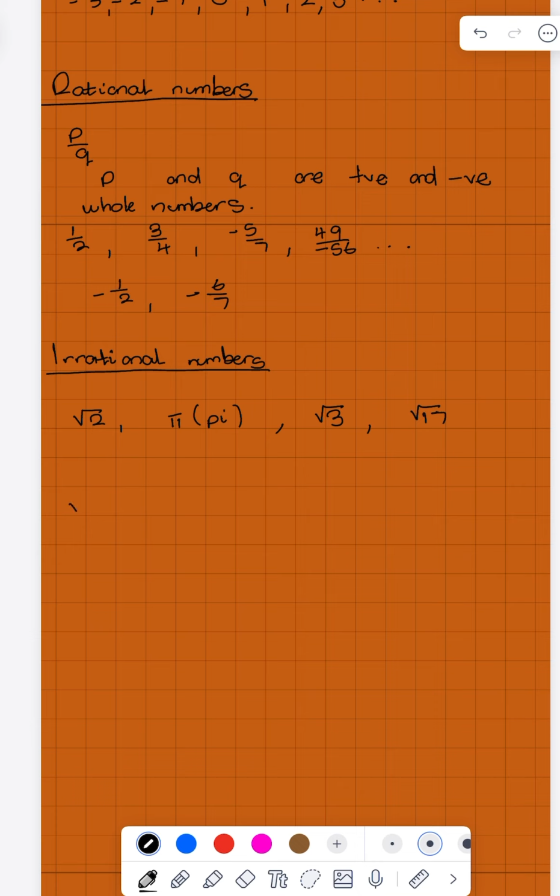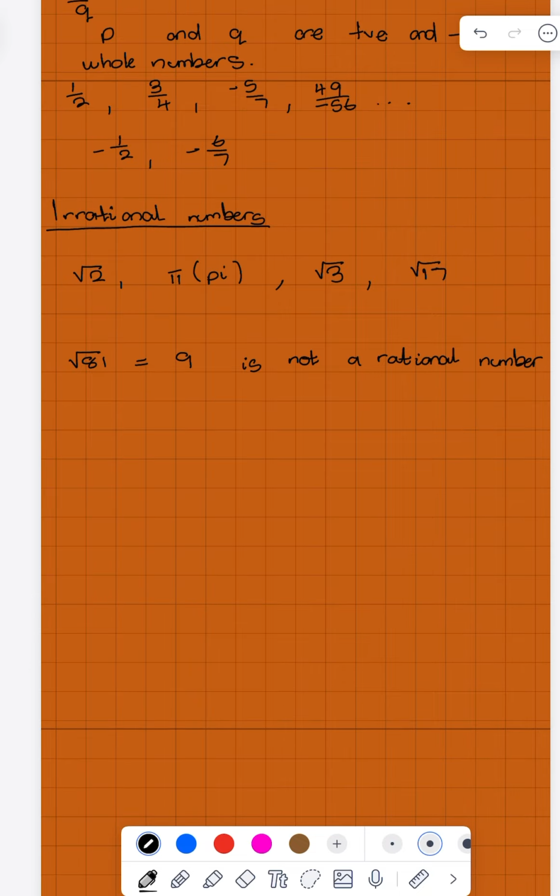The moment you have a square number, maybe like square root of 81, we know that the square root of 81 is what? Is 9. So this one is definitely not an irrational number, because under the square root sign you have a square number. So make sure that under the square root sign you don't have what? Square numbers.